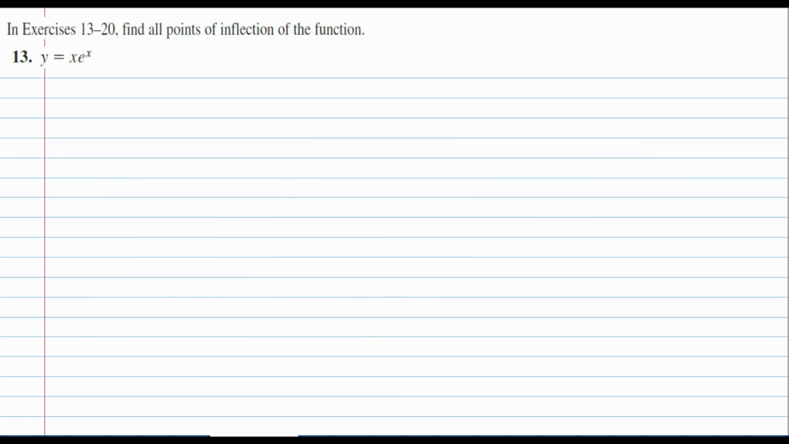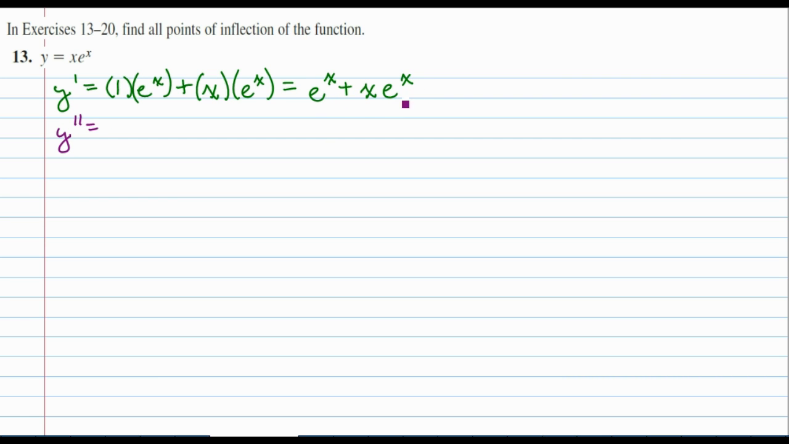Now try problem number 13, which is similar. We're going to find the inflection points. We even have a similar problem, so I'm going to dive right in and find the first and second derivative. I'm not going to have to use the chain rule in here, but I'm going to need to use the product rule. Now in finding the second derivative, I can see that e to the x is going to stay the same, but I'll have to use the product rule for the second part.